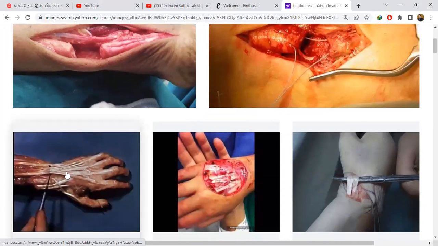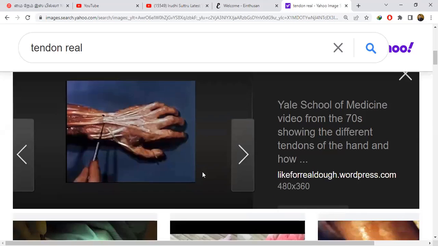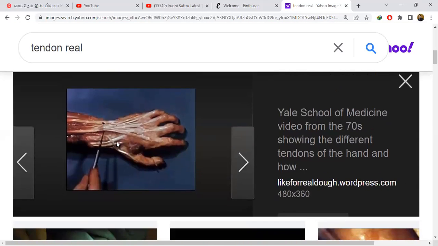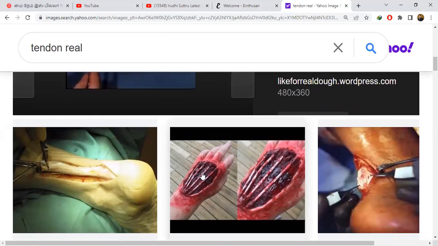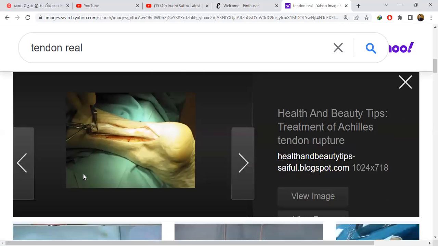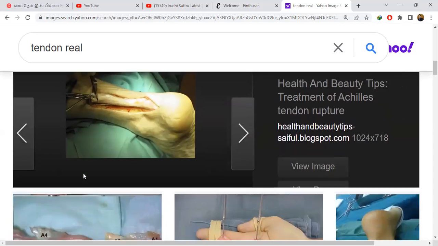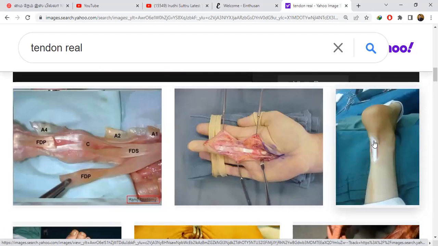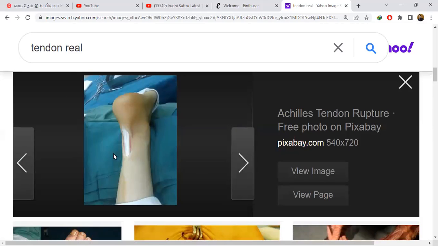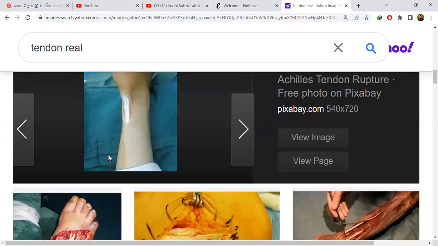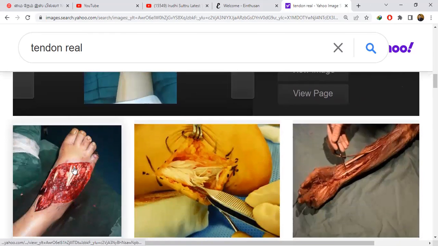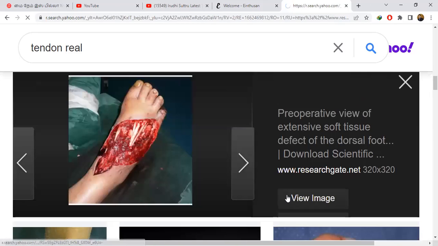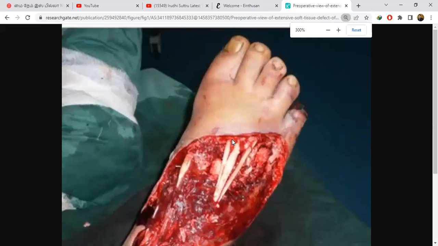If you take the hand of this person, can you see those white cord-like structures? They are called tendons. Because of these tendons, we can fold our fingers. Understood?